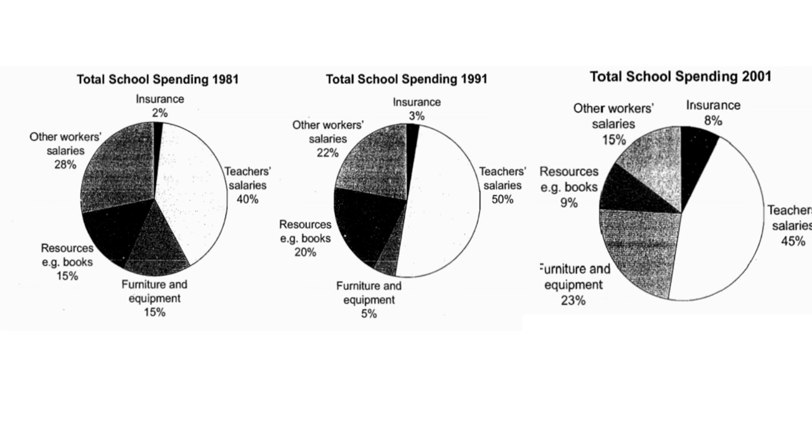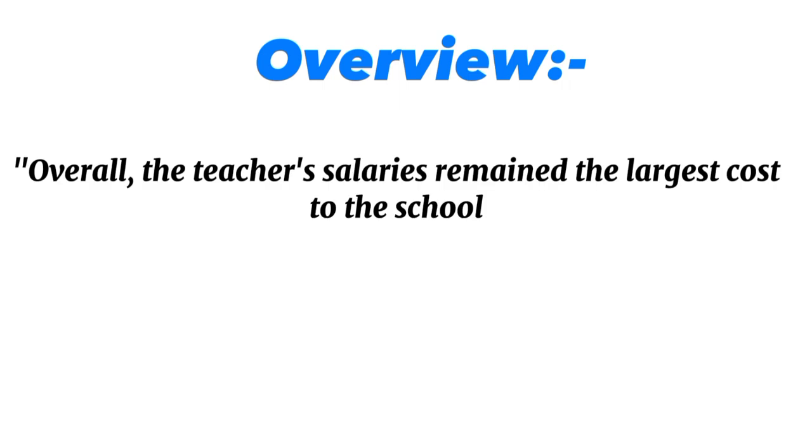What's the most significant point that you see during these pie charts? From what I observe, it's the teacher's salary that has remained the most budget of the total spending. In the first pie chart is 40%, in the second pie chart is 50%, and the third pie chart is 45%. So first we'll be writing the overview by starting with this point. Overall, the teacher's salaries remain the largest cost to the school.